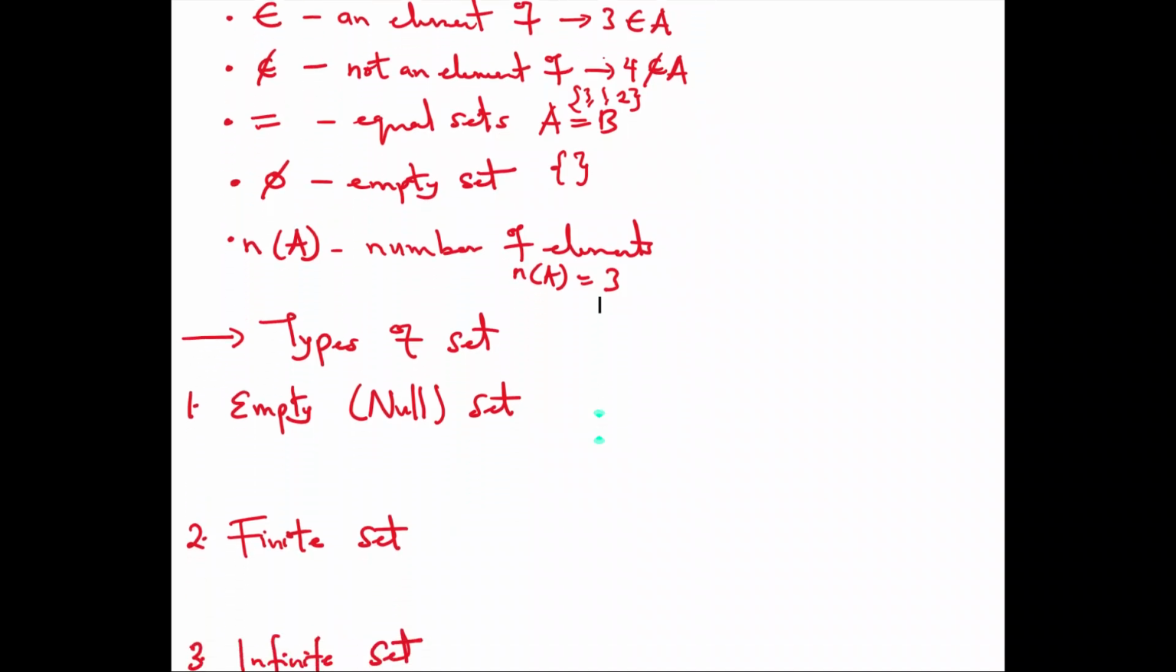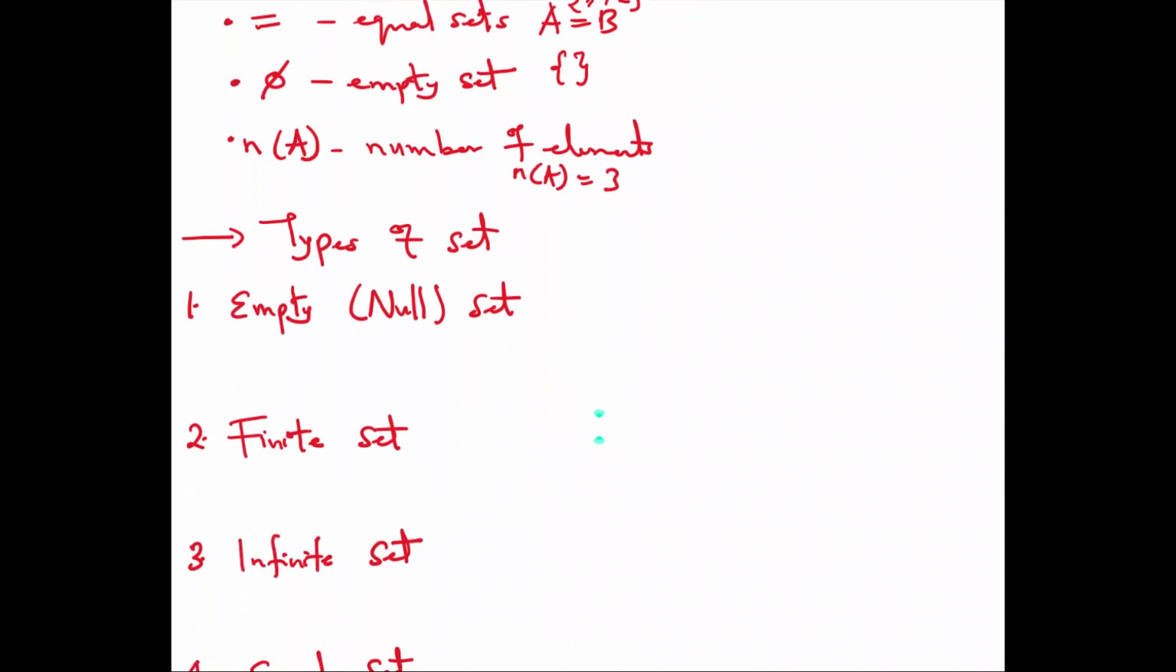Now I want to explain types of sets. First, we have the empty or null set. This is a set with no element, just like I said earlier.